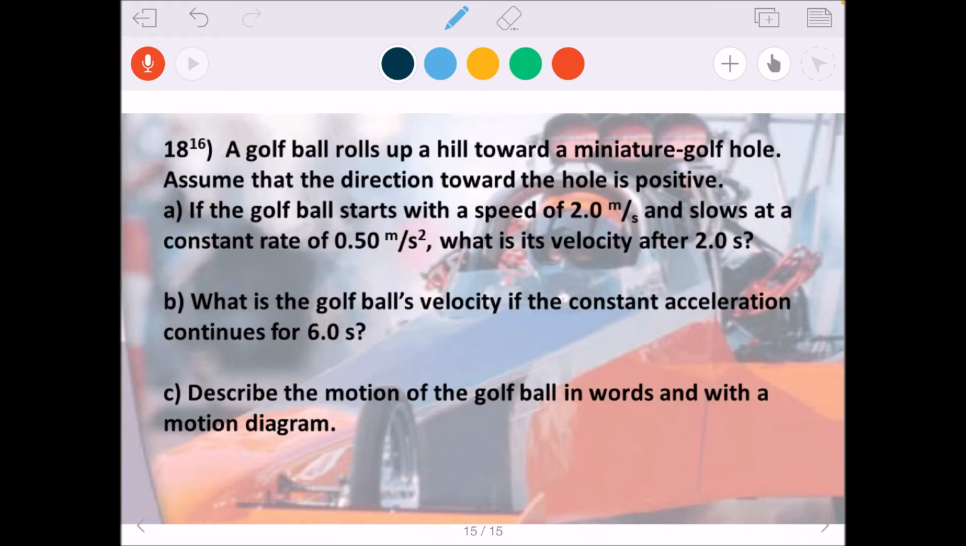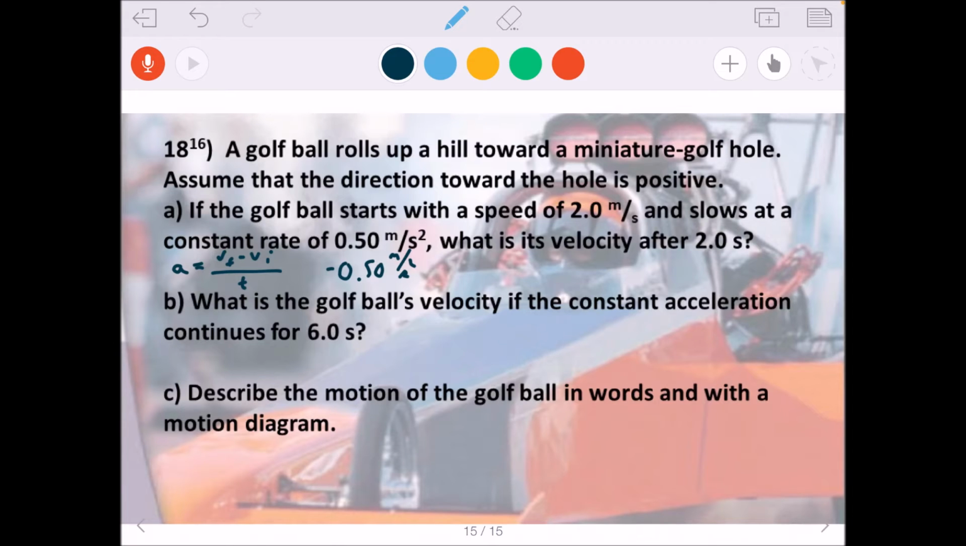So if we begin with our acceleration formula, we know that the acceleration is equal to my change in velocity, or my final velocity minus my initial velocity, all over my change in time. Well, in this particular case, my acceleration is going to be a negative 0.50 meters per second squared because it is slowing down. Therefore, acceleration is going against the direction of motion, and the direction of motion is considered positive. So anything going against it would then be considered negative.